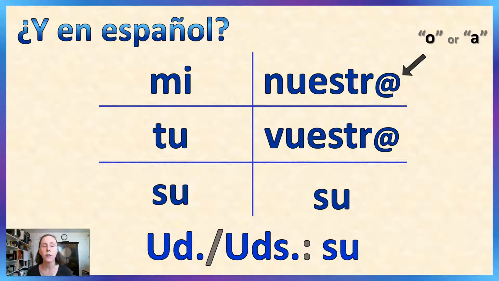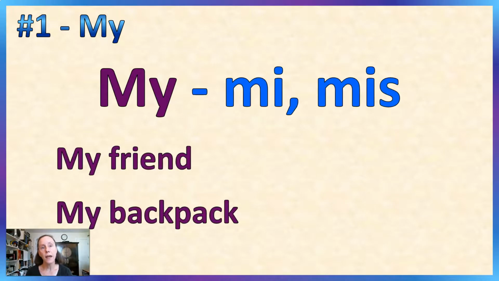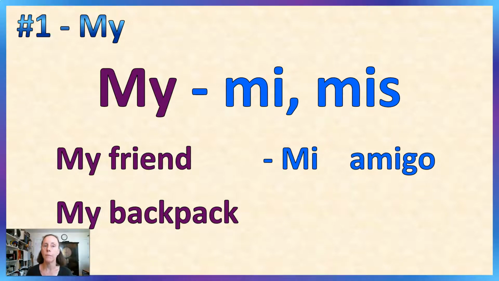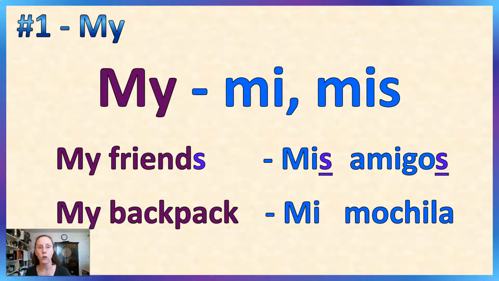All right, let's see what this looks like in practice. So, for example, my is going to be mi, and when the nouns are plural, mis. So, for example, if I want to talk about my friend, I will say mi amigo. If I want to say my backpack, mi mochila. Please note that even though amigo is masculine and mochila is feminine, mi will not change. However, if we change this to my friends, we will say mis amigos. If we refer to my backpacks, mis mochilas.